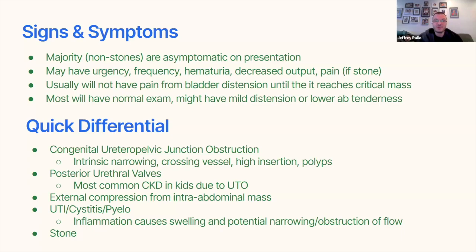You can have external compression of anywhere along the urinary tract from any intra-abdominal mass, right? Anything that's in the belly can push on other things in the belly. And then infection, inflammation can give you obstruction just from the inflammation can cause swelling of all the different parts of the urinary tract. And sorry, I'm just trying to move things out of the way so I can see.